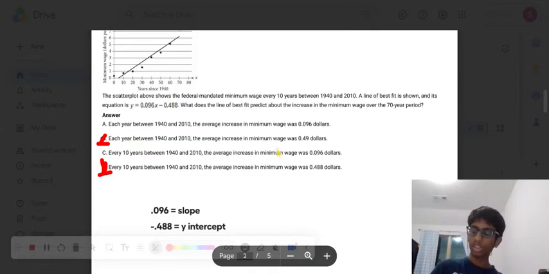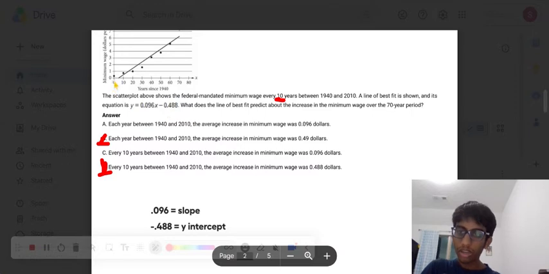Now this is where it gets kind of tricky. It says the scatter plot above shows the federal mandated minimum wage every 10 years. So some people might get confused by the 10 years and say C, every 10 years between 1940 and 2010, the average increase is $0.096, right? And in some ways that is definitely true.